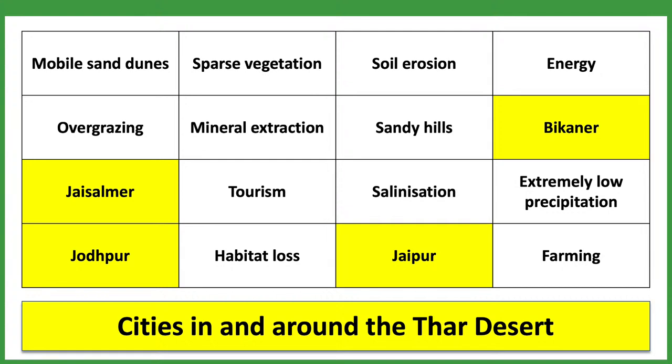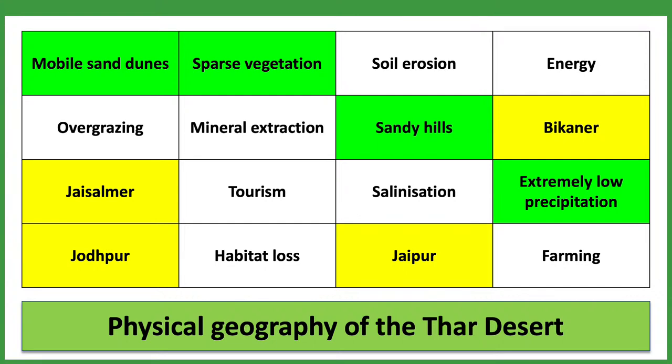So perhaps consider this time some of the facts that you do need to know about the natural environment that's going on there. So the next group we might look for, try and find those, is they are connected by the physical geography of that region. So there are mobile sand dunes, sparse vegetation, sandy hills, and very, very low precipitation. Let's look for another group of four.